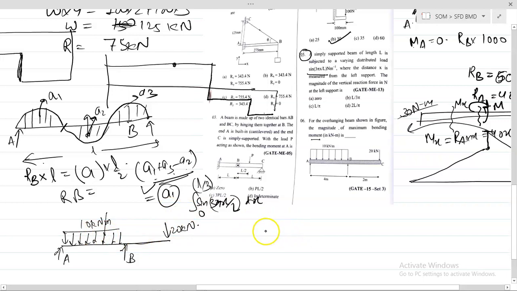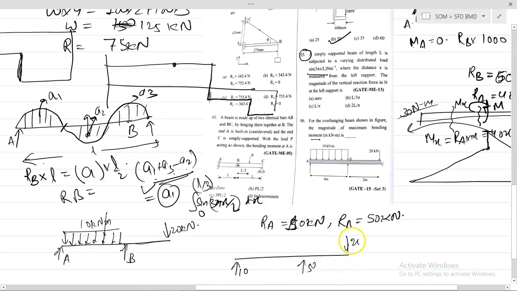What will be the maximum bending moment? First of all, find RA and RB. RA is coming around 10 kN, and RB is coming 50 kN. You can just directly obtain that; I am not going to derive it. So now the load is like this. This is 10 kN, this is 50 kN, this is your 20 kN here, and you have a UDL like this. For the UDL, you know how to draw that.